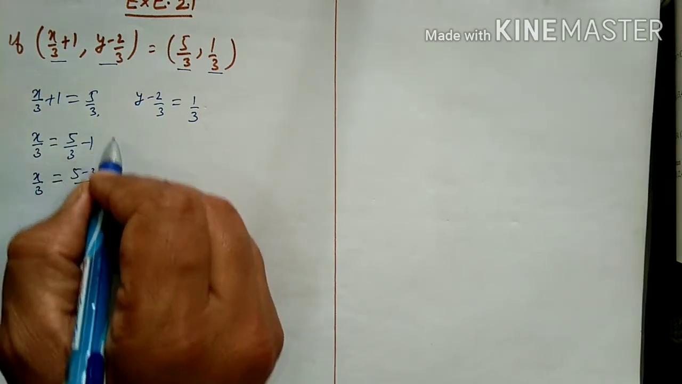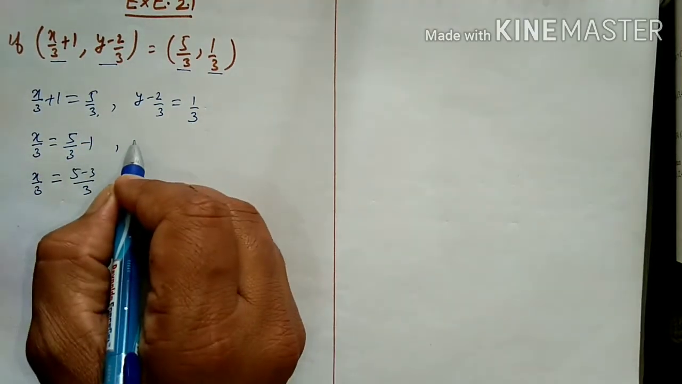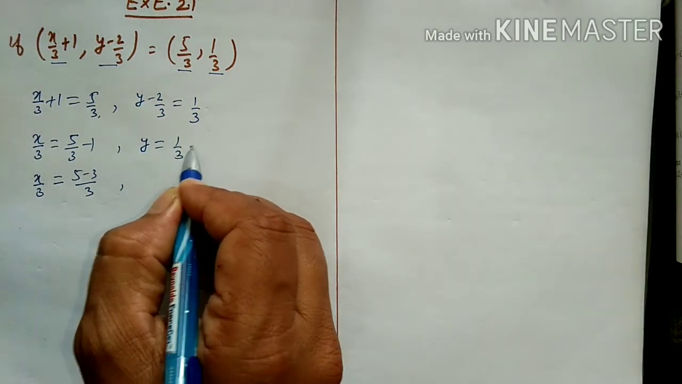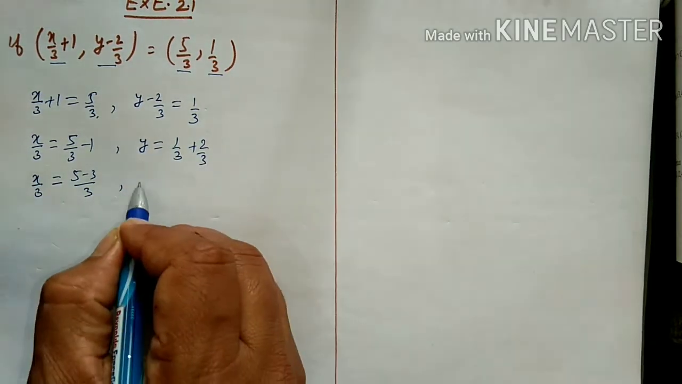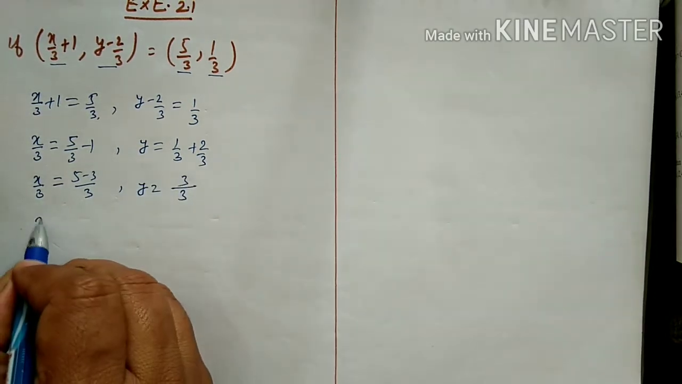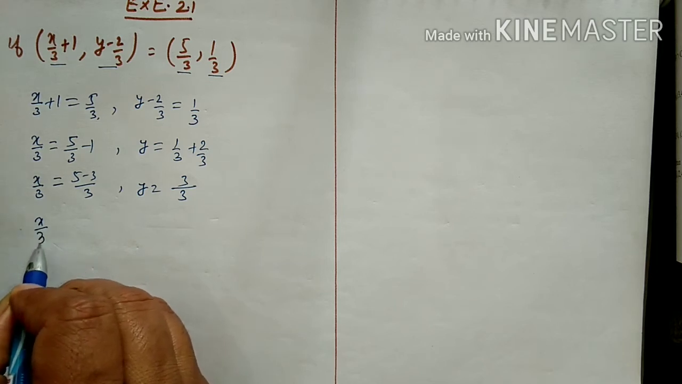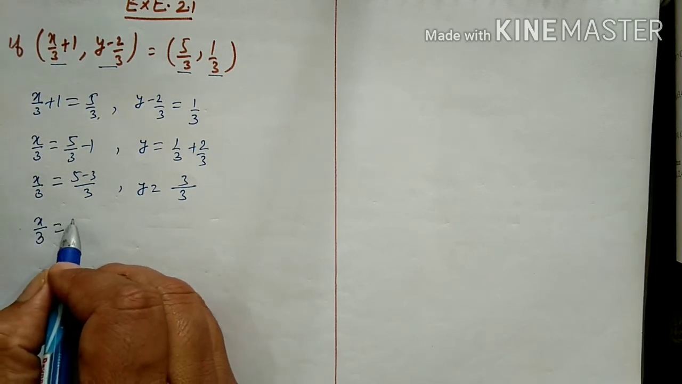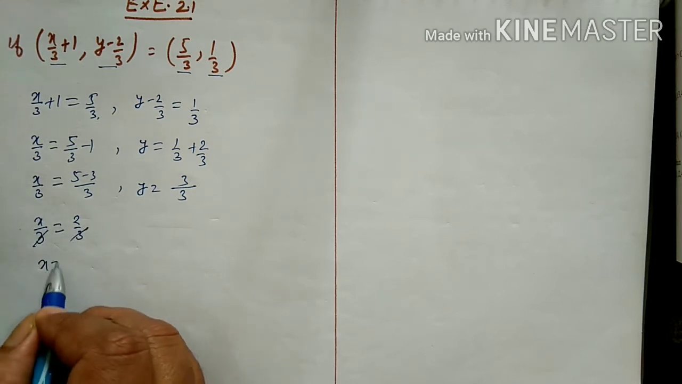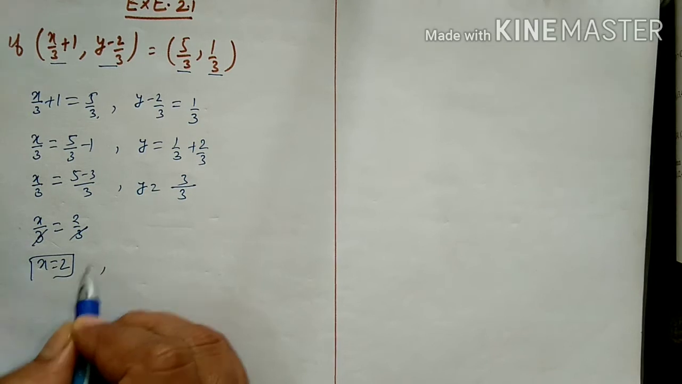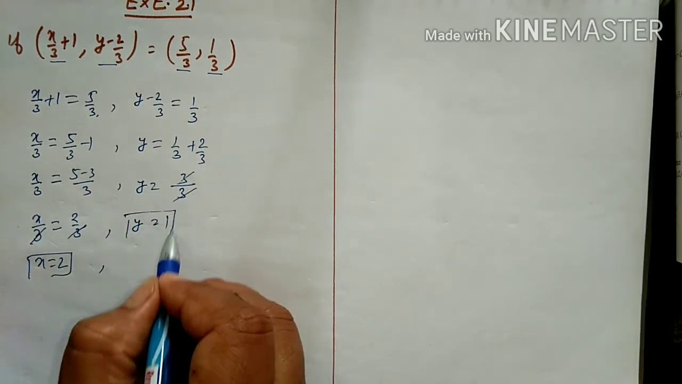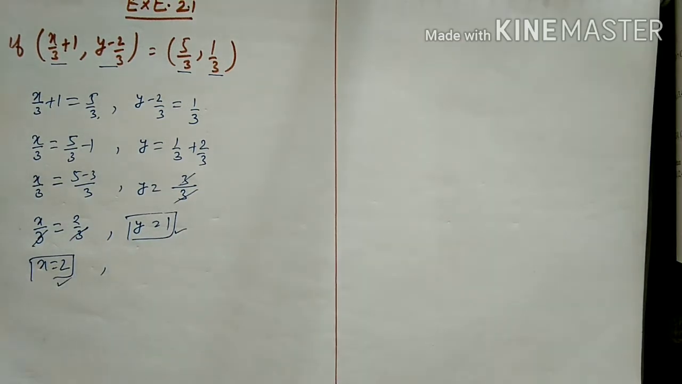Similarly, for the second one, y = 1/3 + 2/3, and the LCM is 3, so y = 3/3. In the first case, x/3 = 2/3, so 3 and 3 cancel out and x = 2. In the second one, y = 3/3, which cancels out to 1. So finally we get the values of x and y.